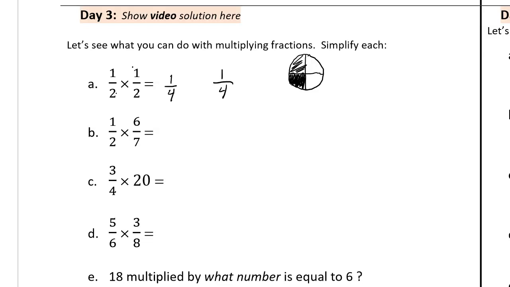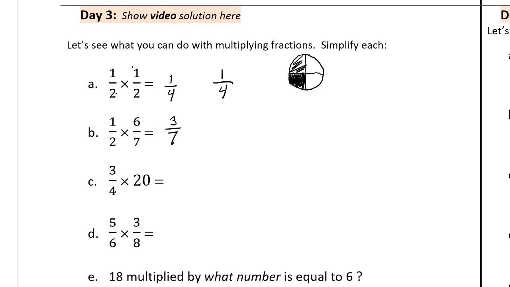Question B, 1/2 times 6/7. Think about the meaning of that. We're asked to find half of 6/7. Well, what's half of 6? 3. Half of 6/7 is 3/7.